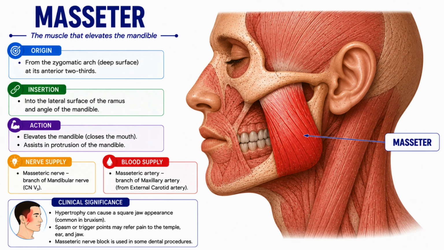Then the spasm or trigger points may refer pain to the temple, ear, and jaw. Any spasm in this muscle causes pain in the temple, that is in the temporal bone area, ear, and in the jaw areas. Masseteric nerve block is also used in some dental procedures, very rare procedures.